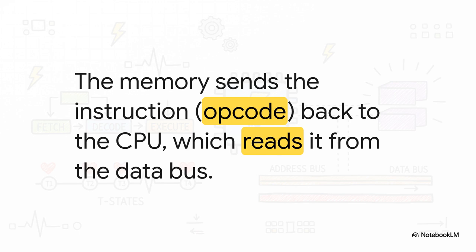During the next 2 clock ticks, T2 and T3, the memory finds the instruction and puts it back onto those same wires. The CPU's read signal goes low, which is its cue to grab the opcode from the bus. And that 4th T-state, that's for the CPU to catch its breath and figure out what it just read.